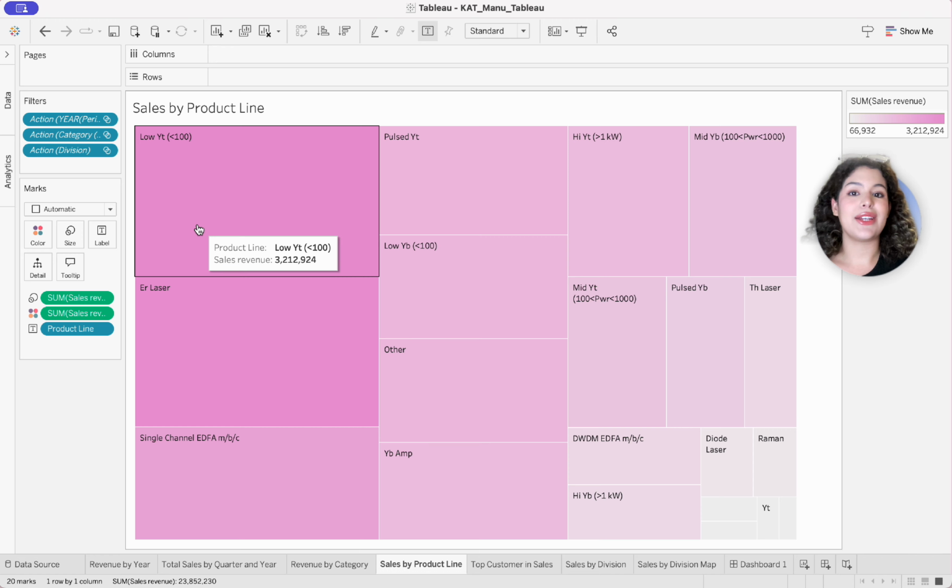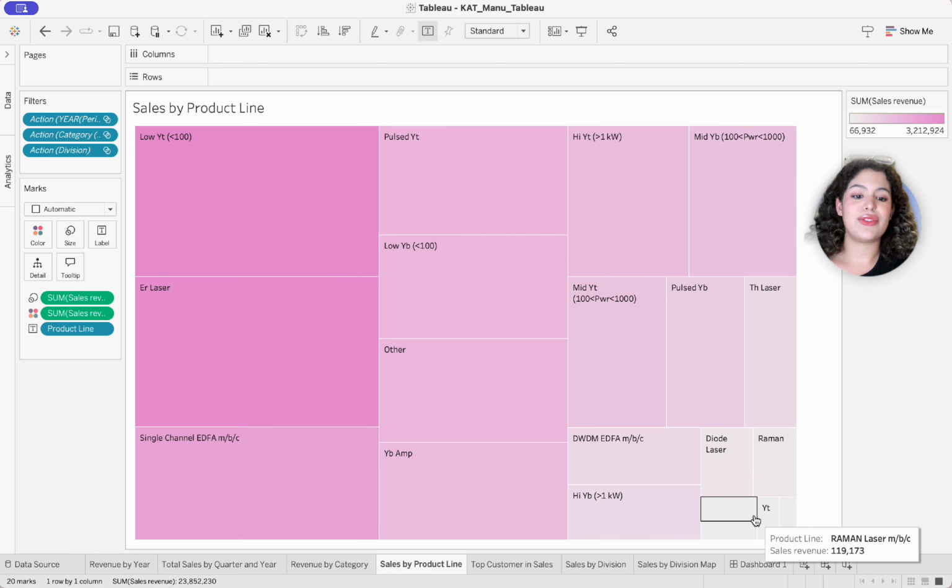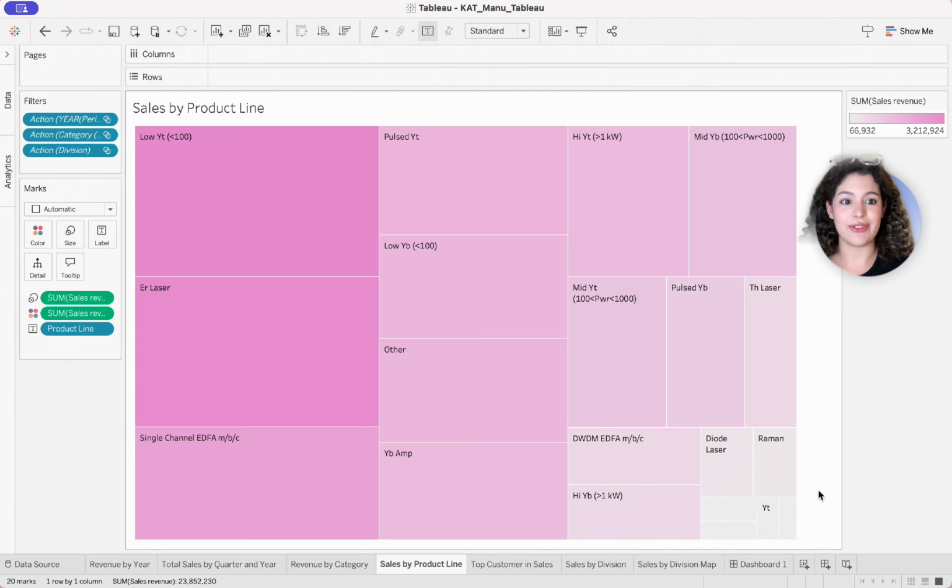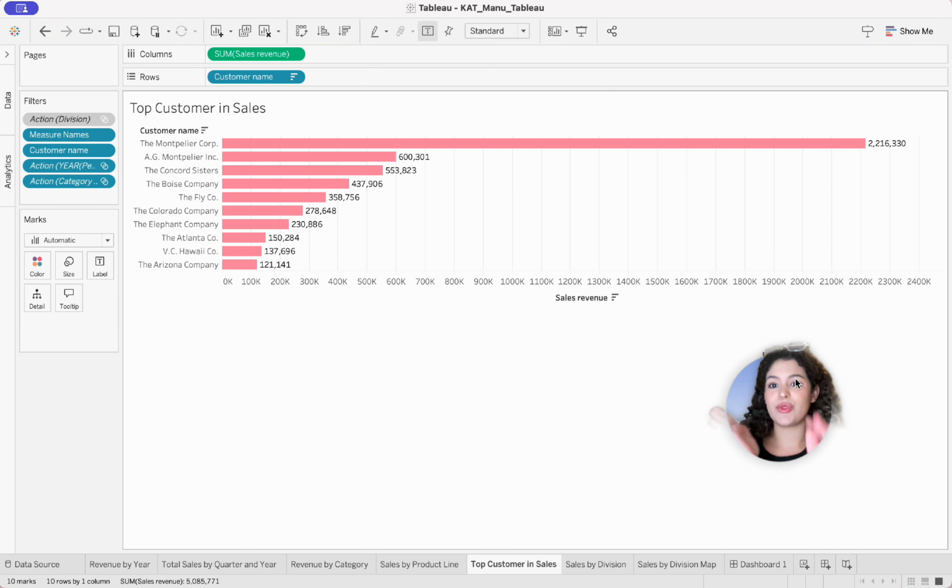The product line that gives us the most revenue is low IT, with our lower values over here reaching from $100,000 to $60,000 in revenue. Now we're moving on to our top customers in sales. We have Montpellier Corp as our top customer with over $2 million in sales revenue.